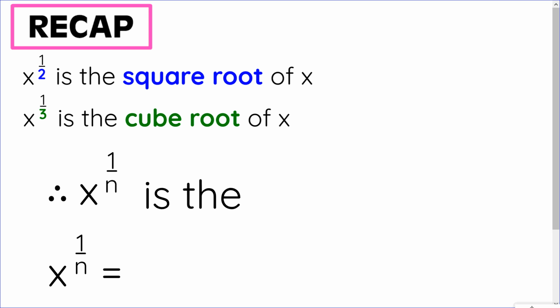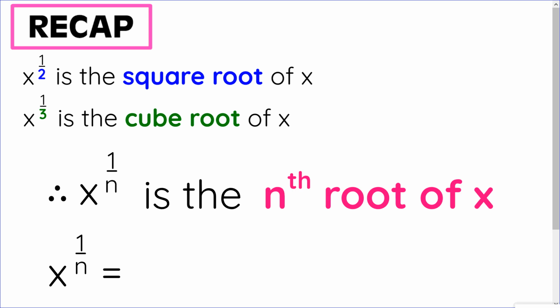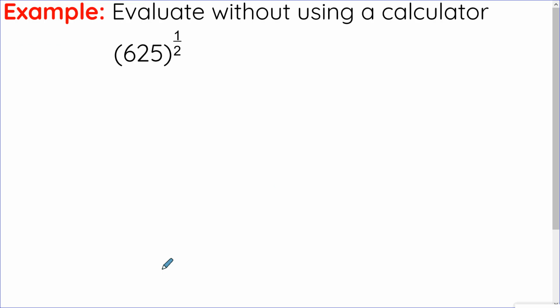So let's put this together. If x to the 1/2 means square root, x to the 1/3 means cube root, x to the 1 over n is the nth root. Or in radical form, x to the 1 over n is the nth root of x, where n is the index. Let's try some examples. If I have 625 to the 1/2, the denominator of 2 tells me I'm taking the square root of 625, which I know is 25.